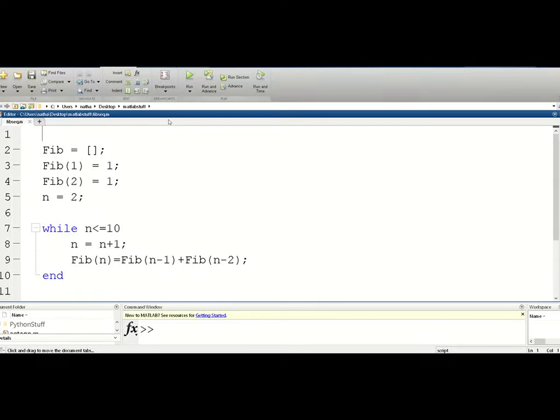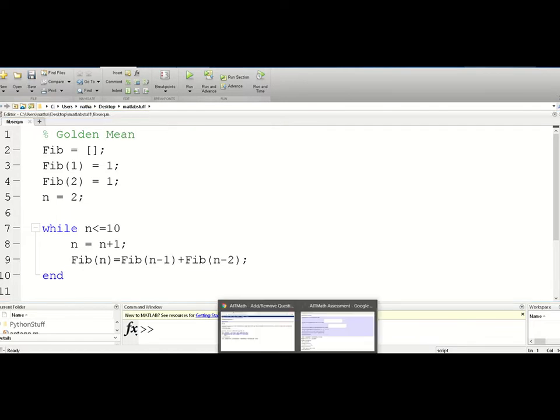All right, here we go. So you've got the Fibonacci sequence running, and we need a little bit of help just to make sure that we've got the golden mean. So I'm going to give you a few tips here. So the golden mean, and okay, let's back up a little bit.